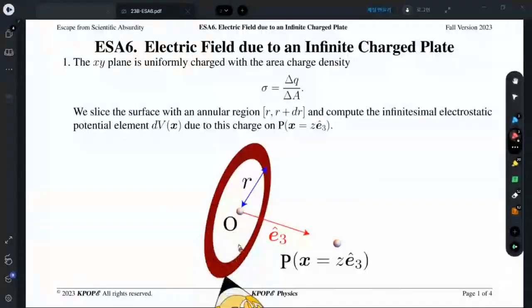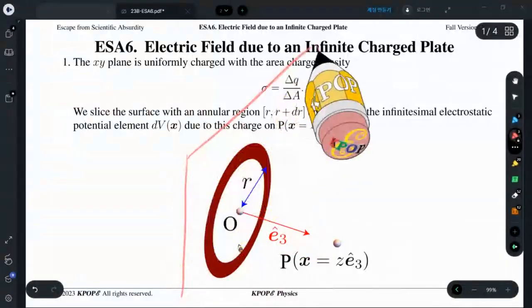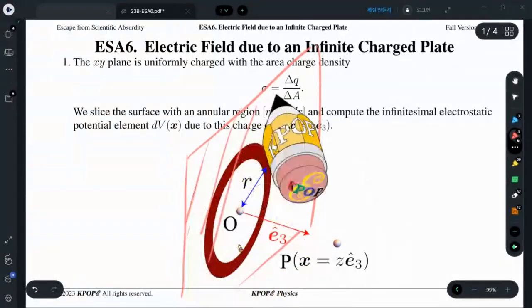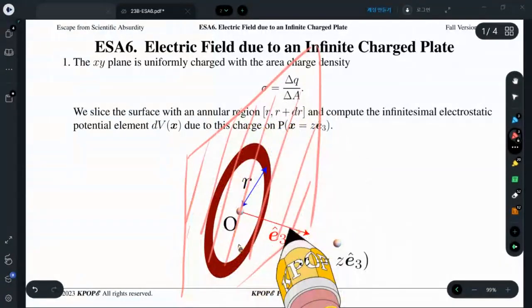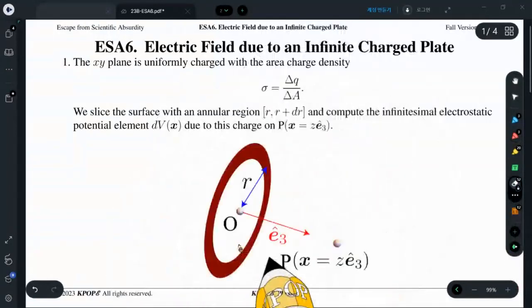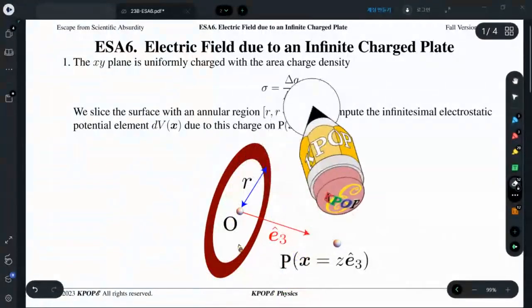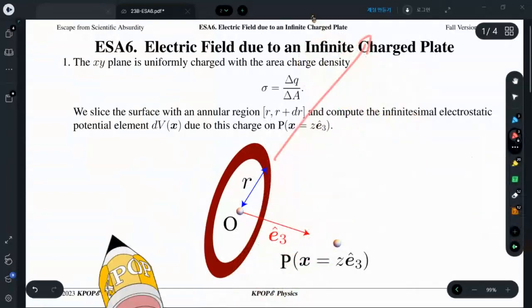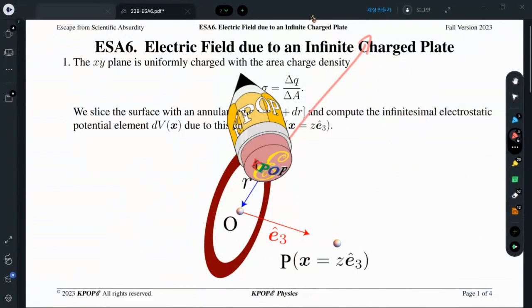Electric field due to an infinite charged plate. Here, I draw an annular region, and actually this is an infinite plate, and it is completely charged with the uniform charge density sigma. And to find the value of the electric field, I would choose this annular region and increase this R from 0 to infinity to cover the whole plane.